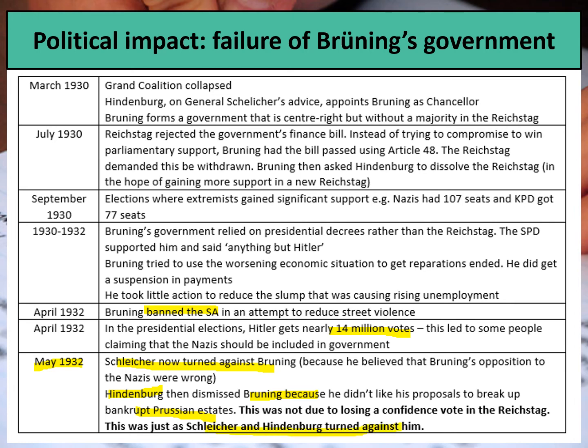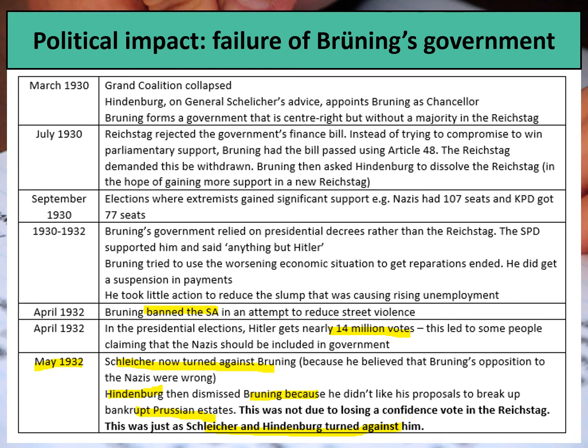Instead, after this, they decide to put Papen in charge of a government between May 1932 and then December, and afterwards Schleicher himself has a turn at being Chancellor as well for just a month between December 1932 and January 1933. So now we've got to the end of Brüning.